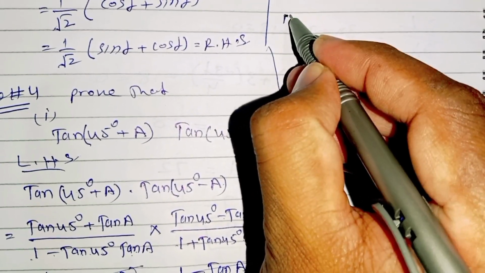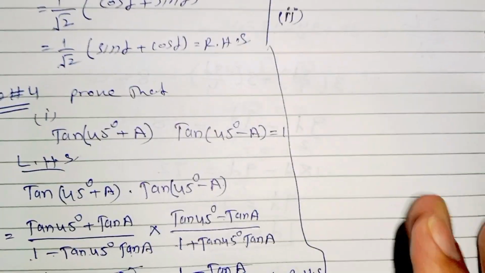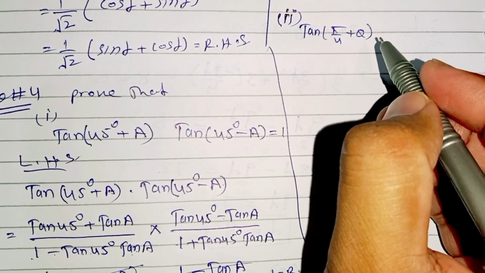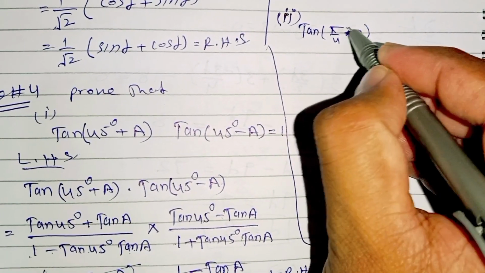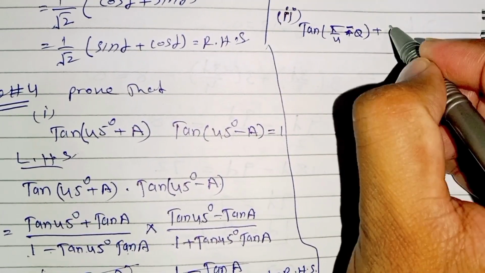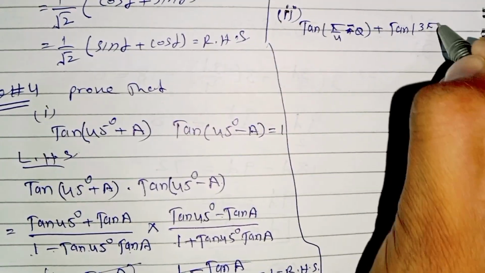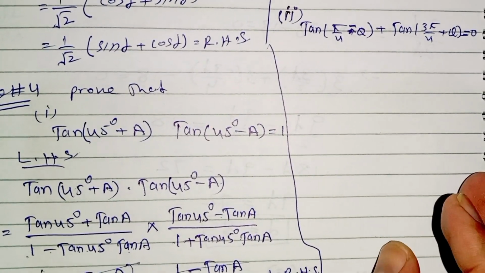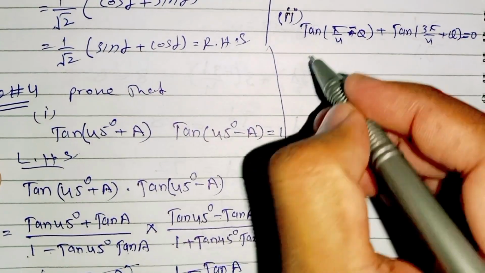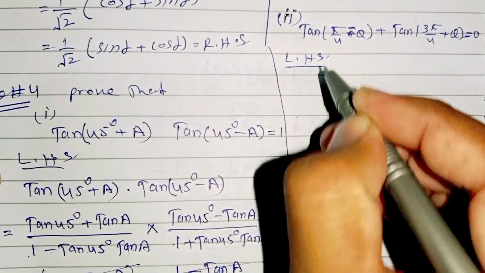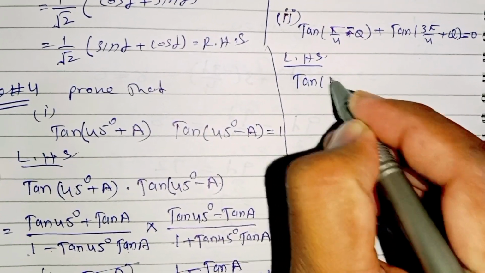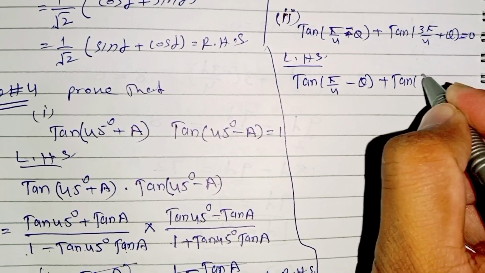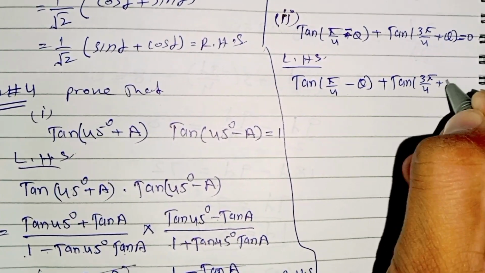Part number 2. Tan of pi by 4 minus theta plus tan of 3 pi by 4 plus theta equal to 0. Now take left hand side. Tan of pi by 4 minus theta plus tan of 3 pi by 4 plus theta.